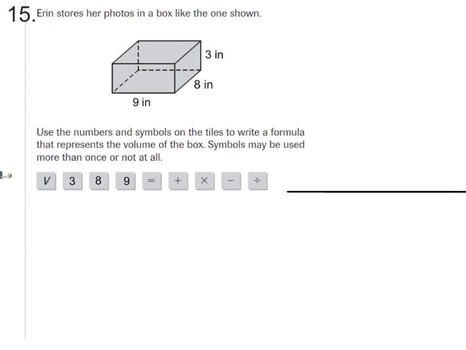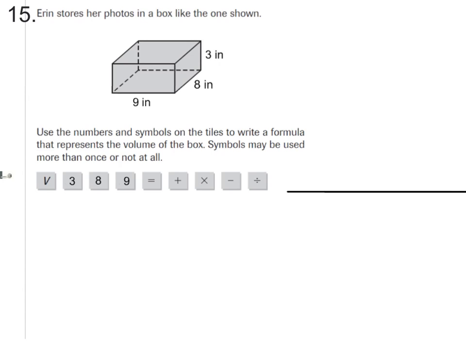All right, I really like number 15. It says Erin stores her photos in a box like the one shown below. Use the numbers and symbols on the tiles to write your formula that represents the volume of the box. Symbols may be used more than once or not at all. Go ahead and write out what the formula would be, and let's check it together. Go ahead and press pause now.